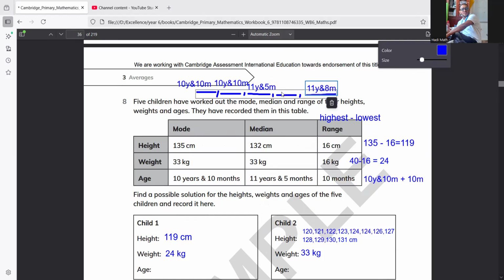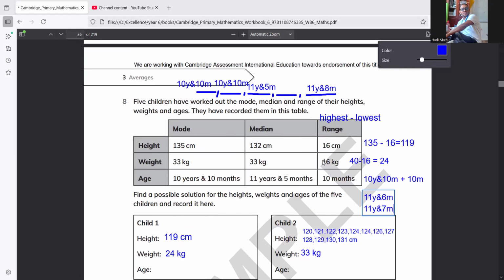But I have this one missing. This one should be between those two numbers, between 11 years, 8 months and 11 years, 5 months. So I have got two options. It can be 11 years and 6 months, or 11 years and 7 months. Choose any one of those two options because both of them are between 11 years and 5 months and 11 years and 8 months. So go and write according to here.